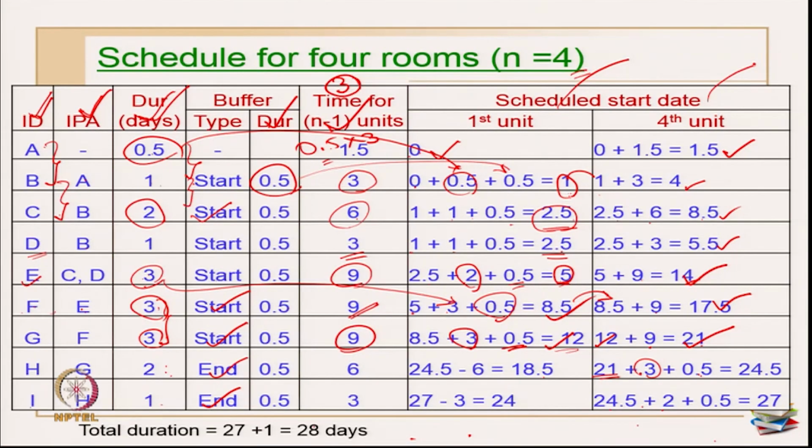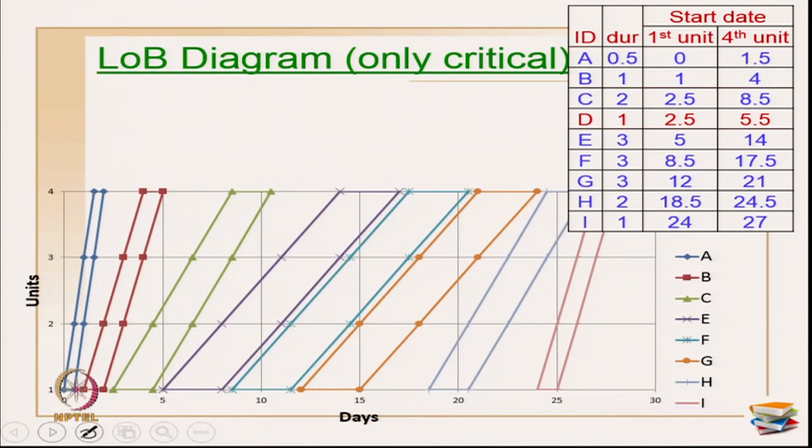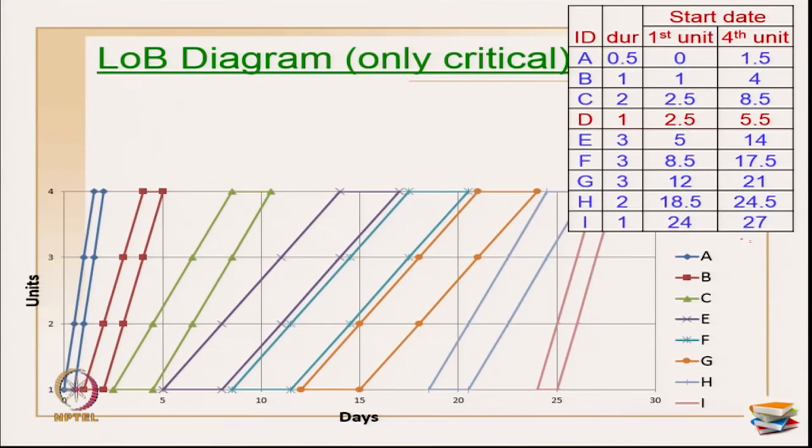Now what I am going to do? I am going to copy my first unit values, second unit values, so that it is easy for me to finish up the LOB diagram. So I have copied my table here. Okay. All these values till 27 I have taken, start date of first unit and the 4th unit of all the activities I have obtained with the previous table. Okay. So now I am going to plot the LOB diagram.